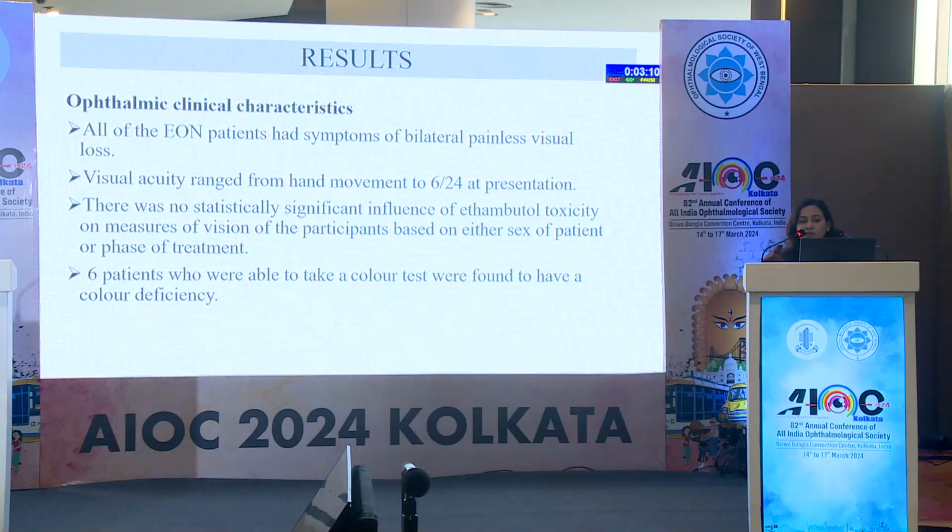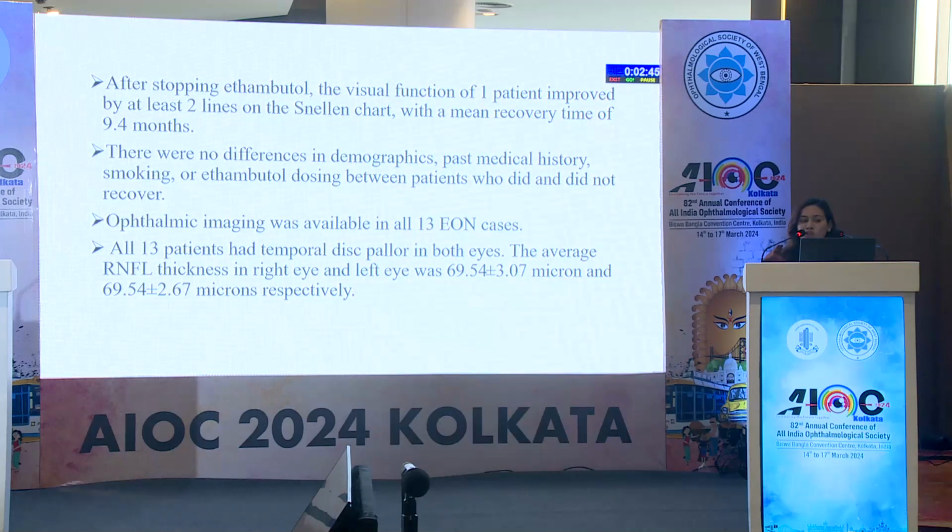The results were: all of the patients had bilateral painless vision loss, and the visual acuity ranged from 6/24 to hand movement close to face. No correlation with gender or age was found. 6 patients amongst the 13 patients who had ethambutol-induced optic neuropathy were found to have red-green color deficiency. After cessation of ethambutol, only 1 patient was found to have visual acuity improvement of 2 lines on the Snellen's chart, with a mean recovery time of about 9.4 months. And all 13 patients had temporal disc pallor.